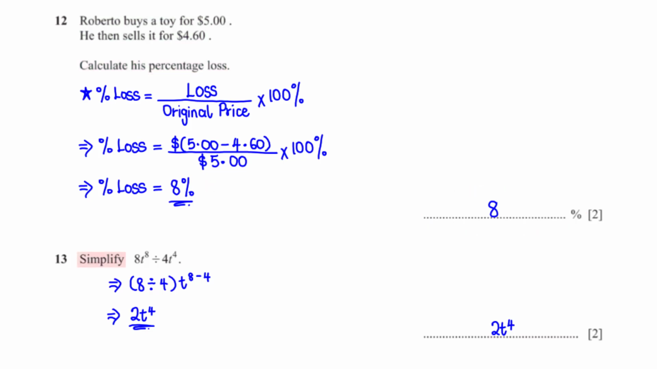Simplify 8t raised to the power 8 divided by 4t raised to the power 4. We have 8 divided by 4, and for the t terms, their powers subtract. 8 divided by 4 is 2, and 8 minus 4 is 4. And so our final answer here is 2t raised to the power 4.